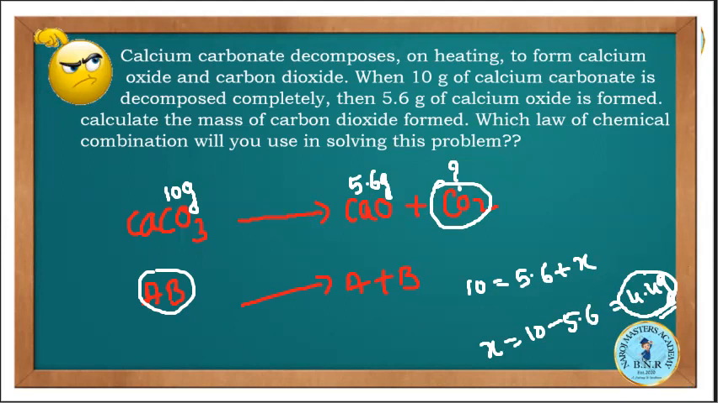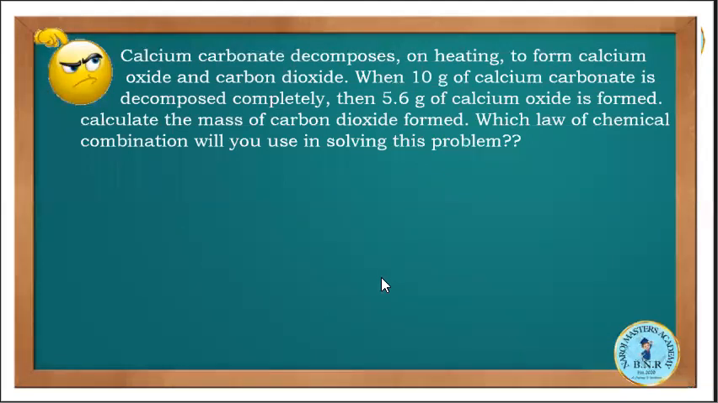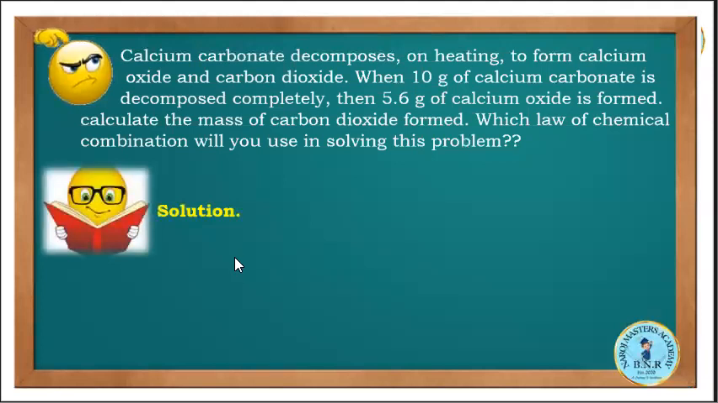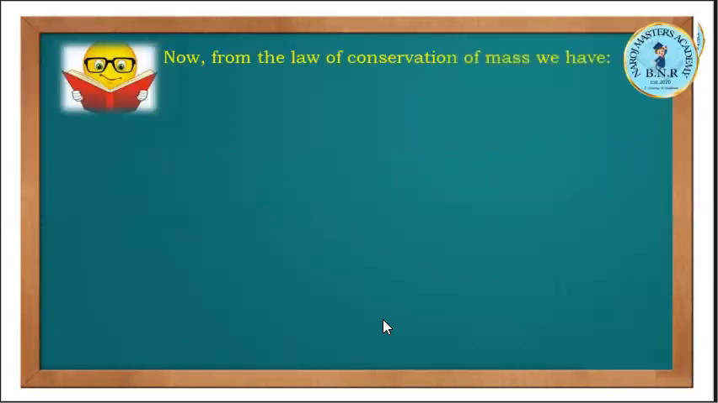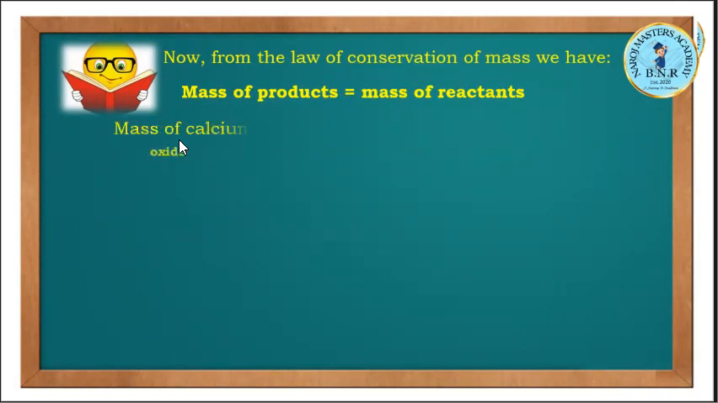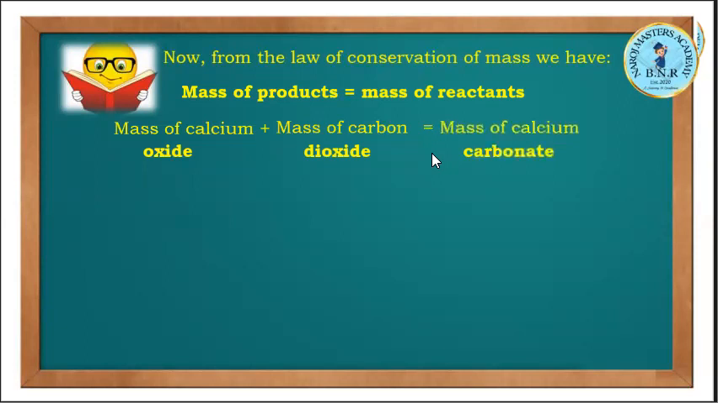Is it clear? Do you want to see the solution? Very simple. Look here, solution. This problem is to be solved by using the law of conservation of mass in a chemical reaction. Calcium carbonate is the reactant, whereas calcium oxide and carbon dioxide are products. Now, from the law of conservation of mass, the mass of products should be equal to the mass of reactants. Is it right? Now, the mass of calcium oxide plus the mass of carbon dioxide together equals what? The mass of calcium carbonate.